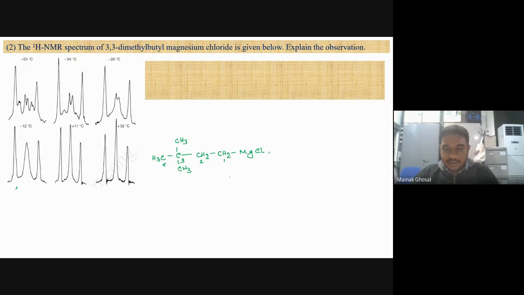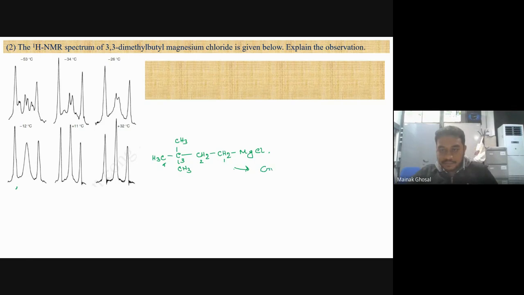So this kind of reagent has a particular name. You know it. What is the name of this kind of compound? Is it Grignard reagent? Exactly. Grignard reagent.